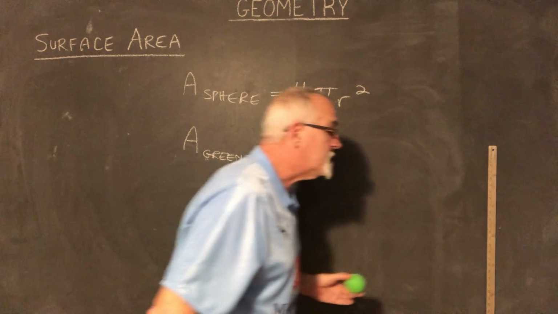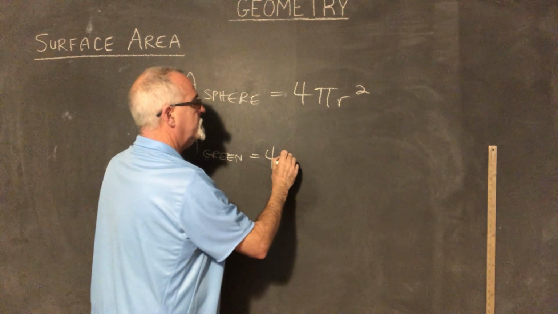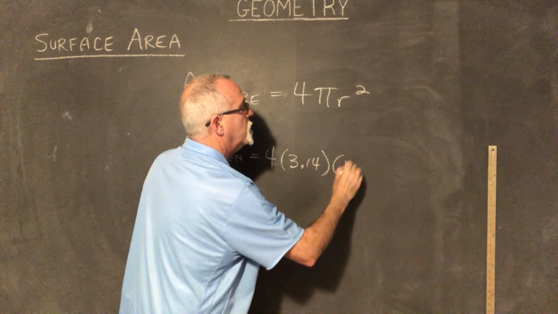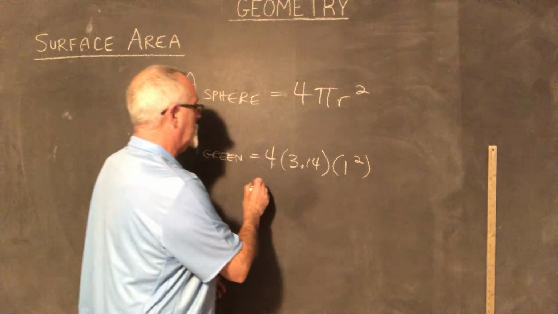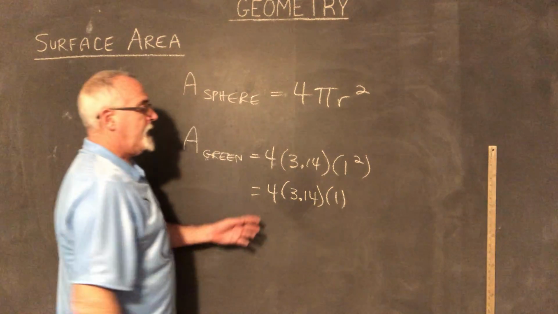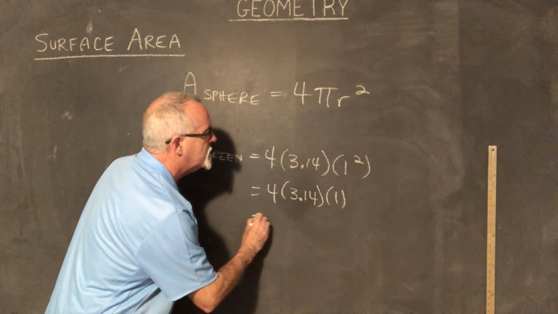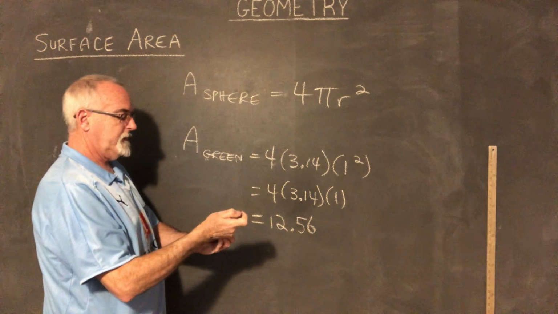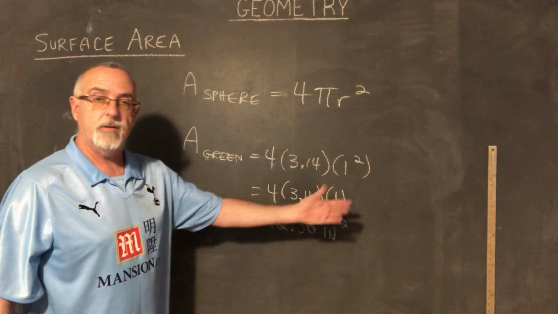The radius of this is 1 inch. 4 pi r squared, 4 times pi, which we're going to use 3.14 like we're used to, and then r squared is 1 squared. Okay, so 1 squared is a bit of an easy one to simplify. 1 times 1 is equal to 1. So it's 4 times 3.14 times 1. And now I'm multiplying. Anything times 1 is equal to itself. So 4 times 3.14 is 12.56. 12.56 square inches is the surface area of the green ball.